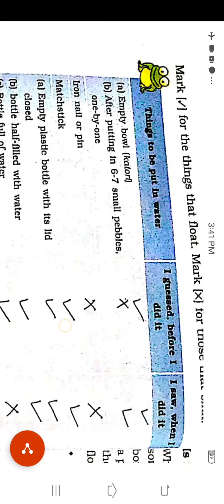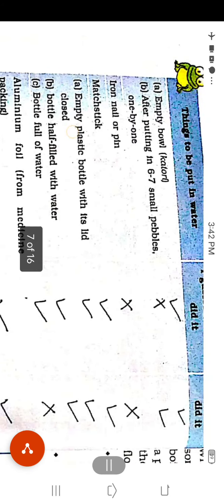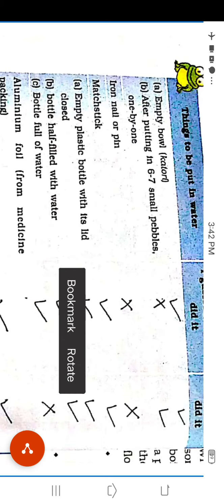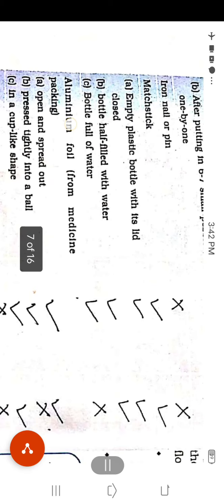Iron nail or pin, I was thinking it would not float, and when I did the experiment, it was not floating. Matchstick, I was thinking it will float, and after the experiment, it was floating. Empty plastic bottle with its lid closed, I was thinking it will float, and it was floating. Bottle half filled with water, I was thinking it will float, and it was floating. Bottle full of water, I was thinking it will float, but I saw it was not floating.